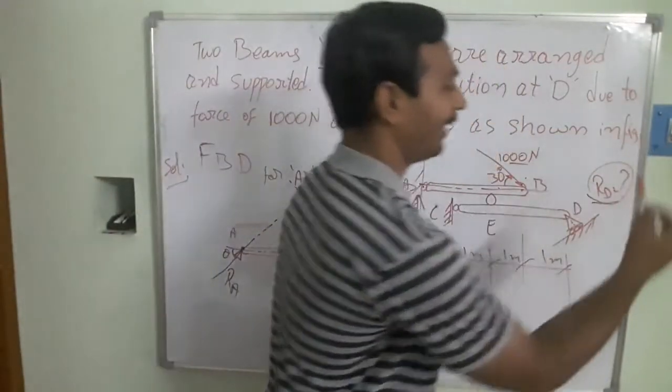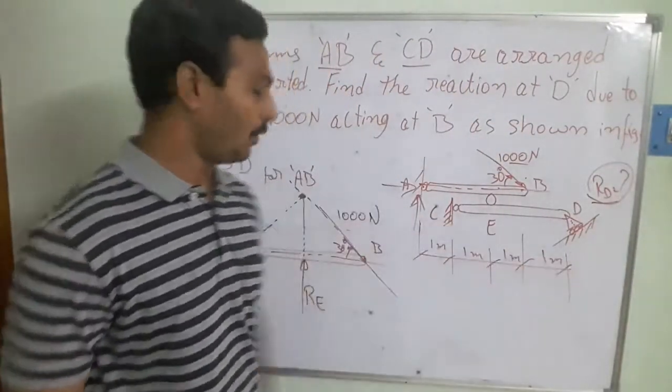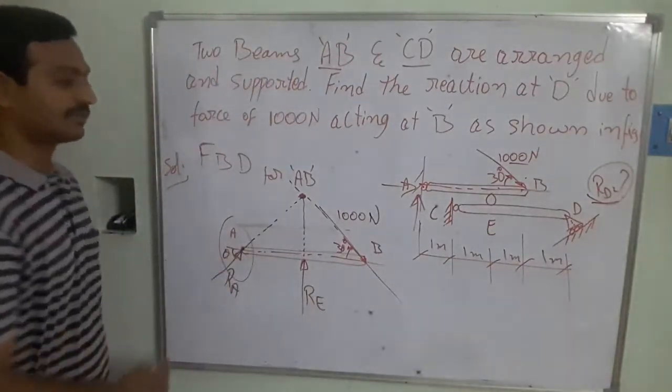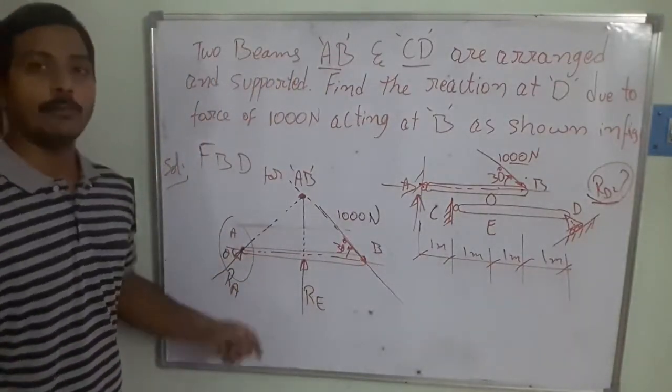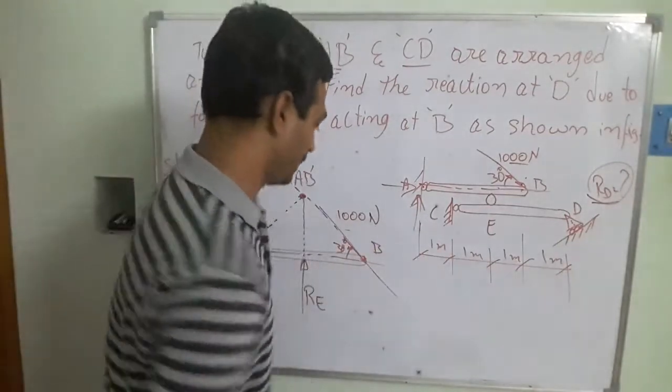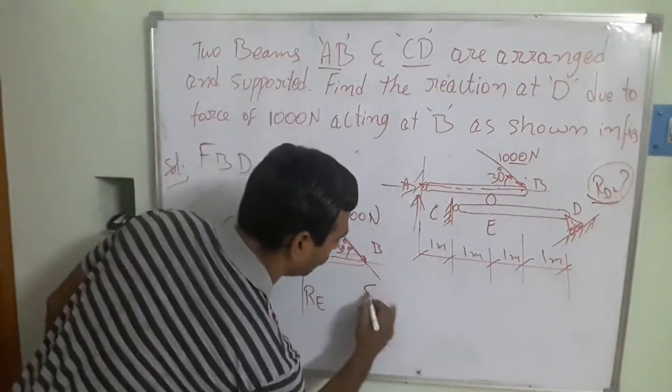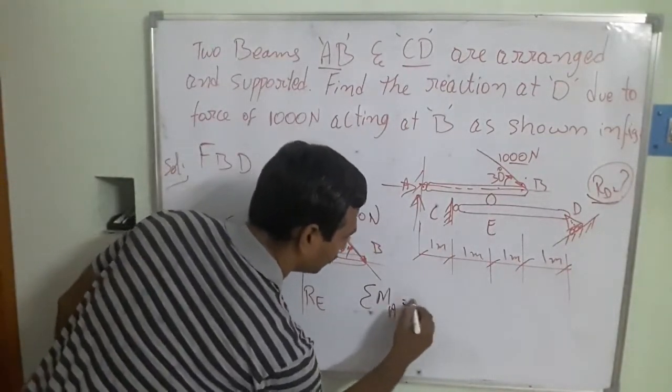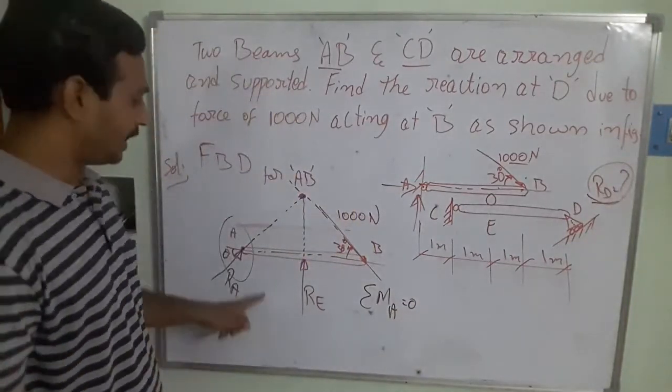What is our ultimate goal? We need to calculate the reaction force at E, but we don't want the reaction force at A as per the given problem. Then how could you do it? I'm going to take the moments at A. So for this one, the moments at A is equal to 0. Suppose I'm going to take, so then what's the formula?